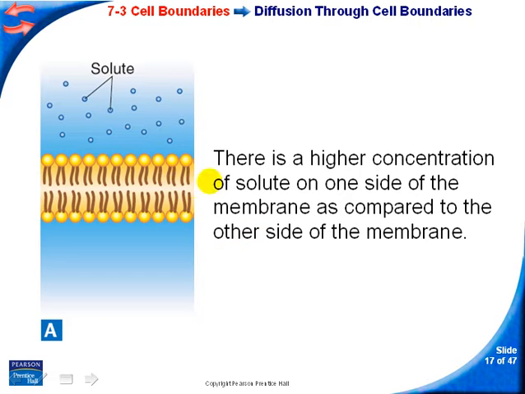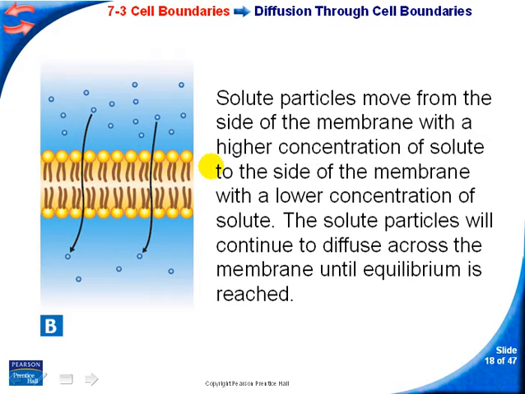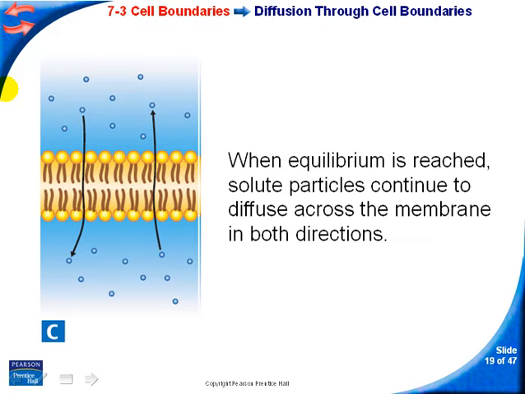So if you look at this picture right here, there's a higher concentration of solute on one side of the membrane compared to the other, and then the molecules move from the side of the membrane with the high concentration to the side of lower concentration. They diffuse across the membrane, and then eventually equilibrium is reached. At that point, the particles do continue to go back and forth across the membrane, but they go in both directions, and that's important to remember.